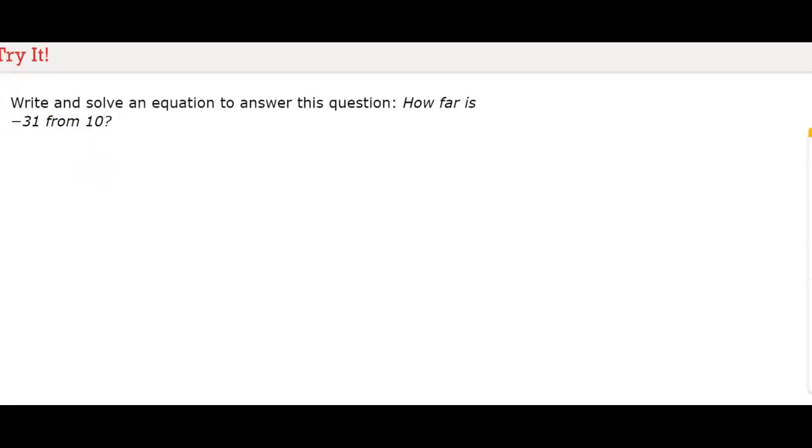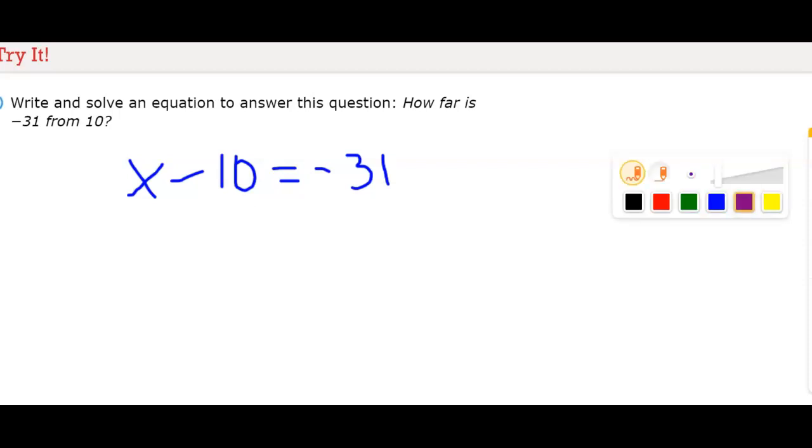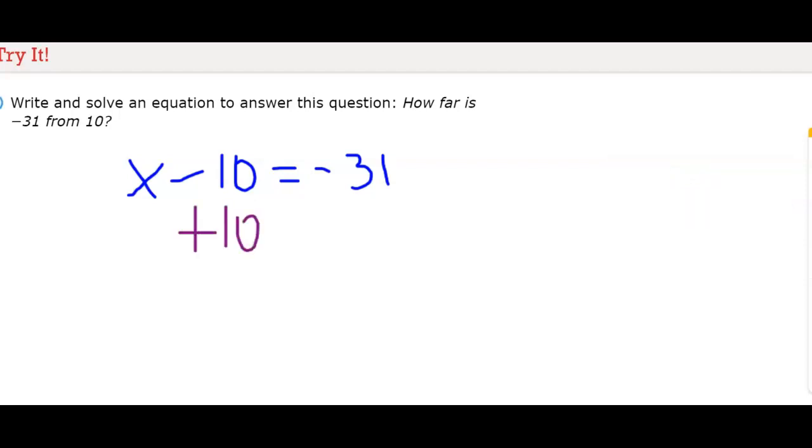Write and solve an equation to answer this question. How far is negative 31 from 10? Following the steps from the example, we have x as our unknown, units away, and then minus 10, and it has to be equal to negative 31. We want to know how many spaces away 10 is from negative 31. So we're going to do the opposite of minus 10, and we're going to add 10 to both sides of the equation.